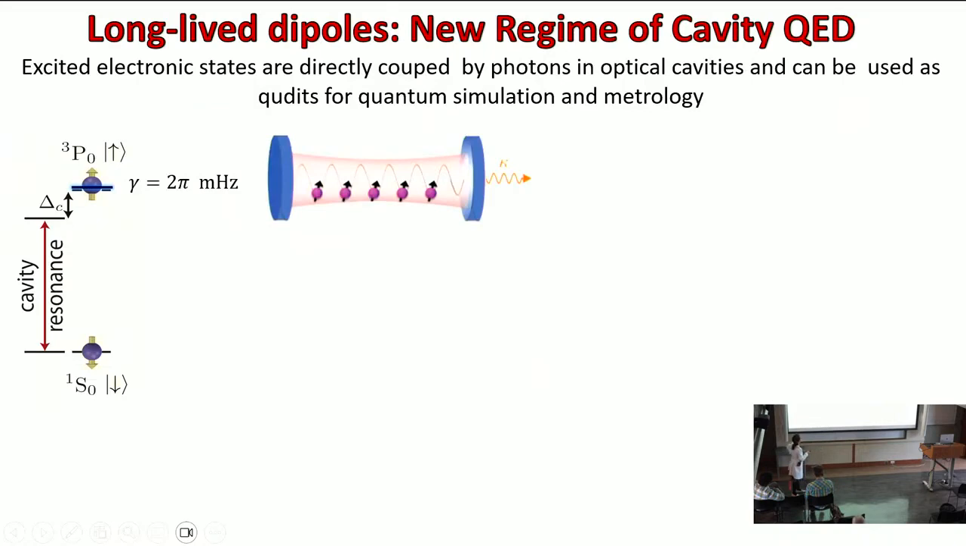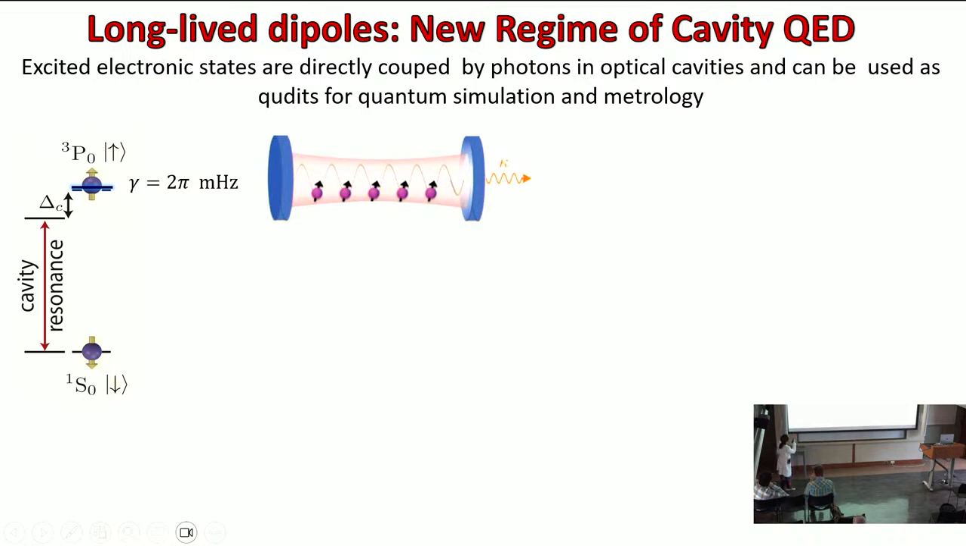All right, so now let's go to the physics. We have atoms in an optical cavity. Let me start by considering 2 levels for simplicity, but emphasizing that the utility of having long-lived atoms is that we can directly couple these 2 states with the cavity and use these 2 states as qubits or qudits for our different applications.